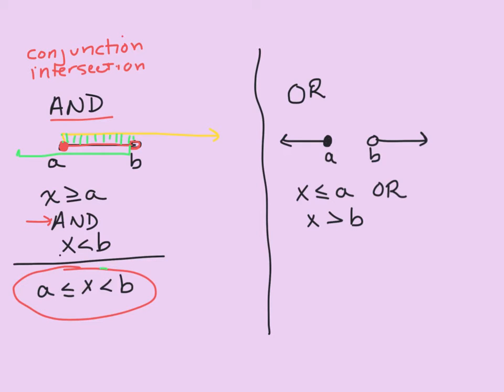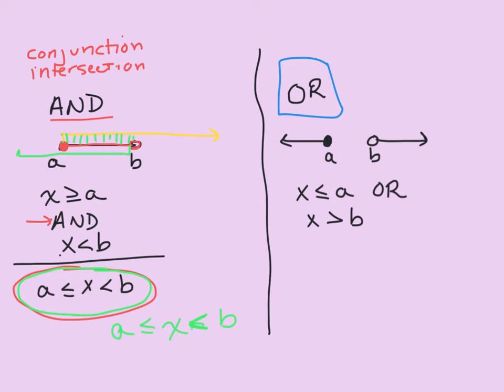Better answer, we like to see it more efficiently written like this. So squished between, x is sandwiched in between our two endpoints, A and B. And again, those inequalities will always be less than or equal to's or just less than's, always facing the same direction. That's important. With an or statement, we will always see the word or in there.